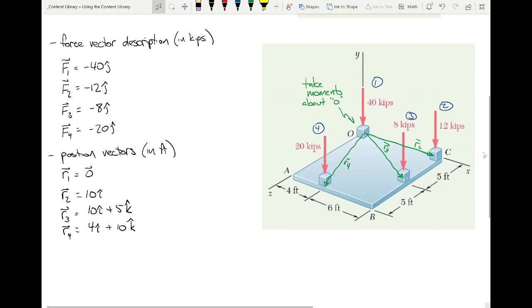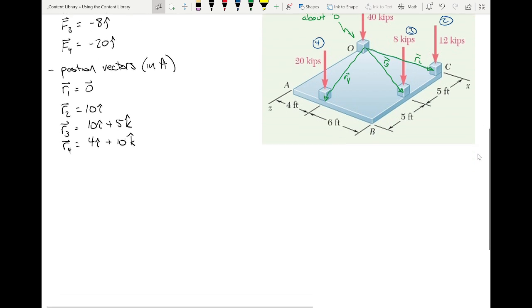So far, so good? See, I like doing this problem first. I think I'm going to maybe switch this up in the future. I like this problem first because the vector description is very easy. We describe the F vectors, describe the R vectors, then it's time to start rocking and rolling.